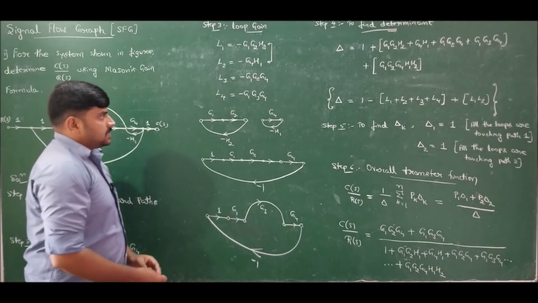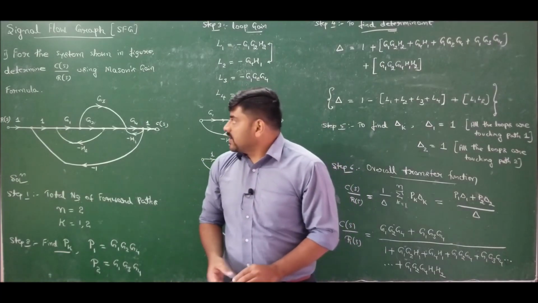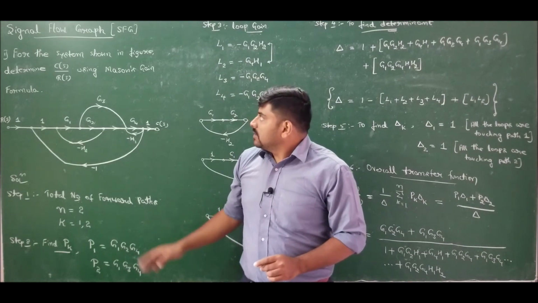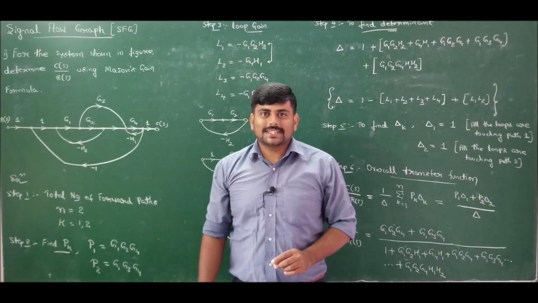So this completes our discussion on problem number 1, wherein we have calculated the overall transfer function for the given linear control system by using Mason's gain formula. That's all from this lecture. Thank you all.